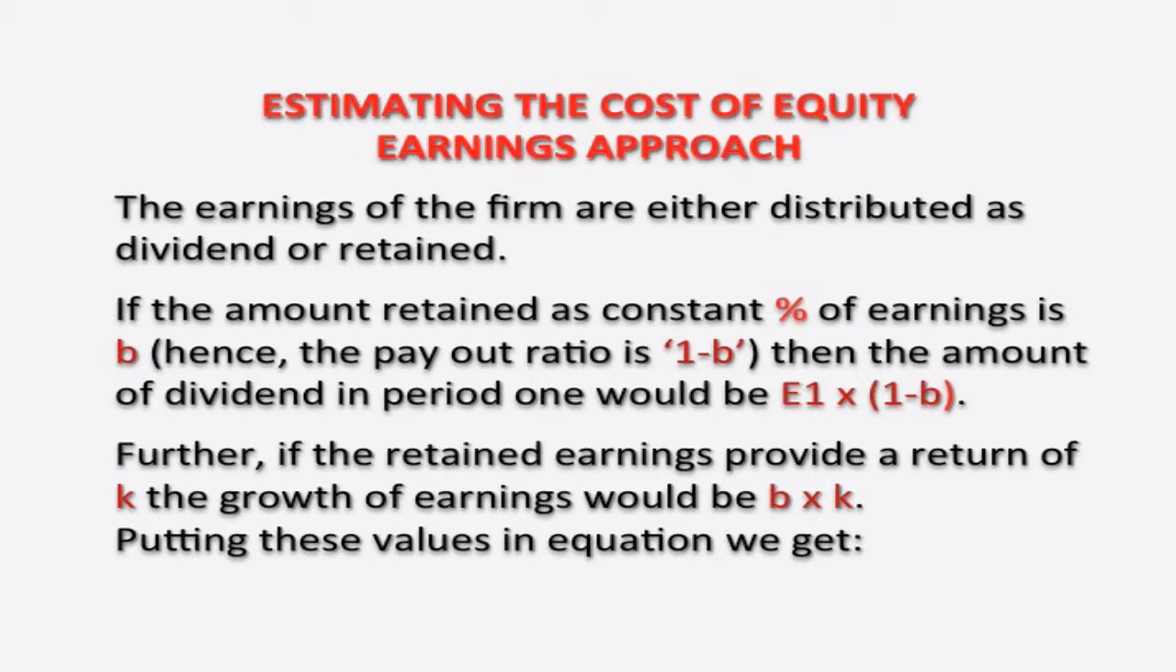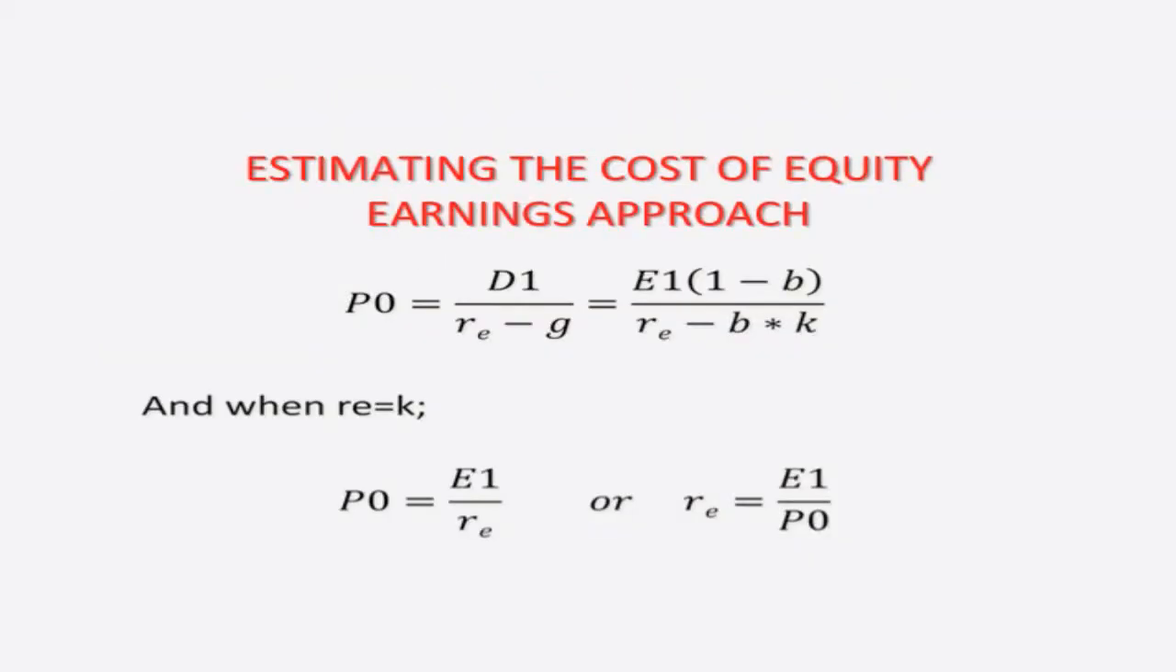Further, the retained earnings provide a return of K, so growth in earnings would be B into K. B indicates the retained earnings, K indicates the cost of equity. Putting these values, we get one equation, that is P0 is equal to D1 by (RE minus G), again E1 into (1 minus B) by (RE minus B into K). When R is equal to RE is equal to K, that means return on equity is equal to cost of equity, then P0 is equal to E1 by (RE minus G), or otherwise RE is equal to E1 by P0.